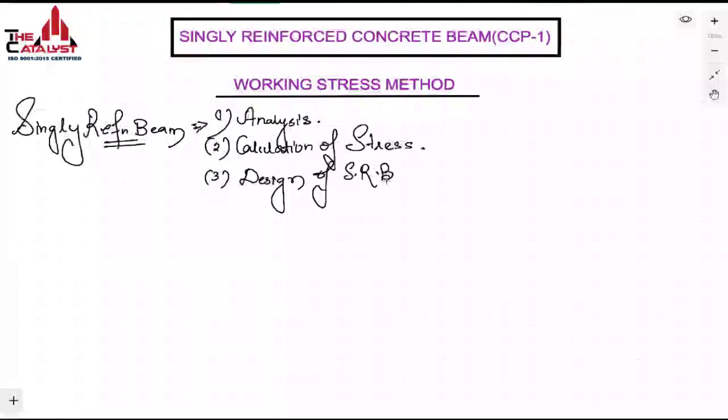Analysis, as we have covered in the strut portion, means the section will be given to you, and you have to calculate the load carrying capacity. But in the case of a beam, the load carrying capacity is defined in terms of bending moment carrying capacity. It means that if somebody is asking you to calculate the capacity of the beam, what you have to calculate is the moment carrying capacity, that is, how much moment it can carry. So let's start with our first part, the analysis part.